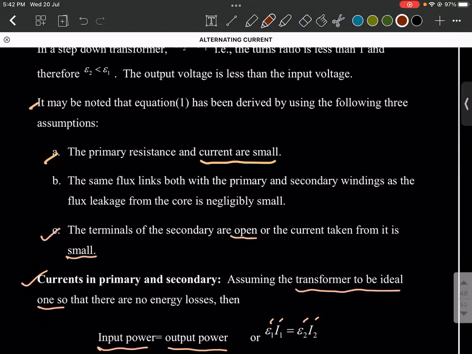Second, so what did we say? The same flux is getting linked between the primary and the secondary, because you remember I told you not d phi 1 by dt and d phi 2 by dt. What did we change it to? d phi by dt, which means the same flux is getting linked between the primary and the secondary. That is the second assumption. Though in reality there will definitely be flux leakage, you cannot control it. Second assumption is the same flux links both with the primary and the secondary windings, and the flux leakage from the core is negligibly small.